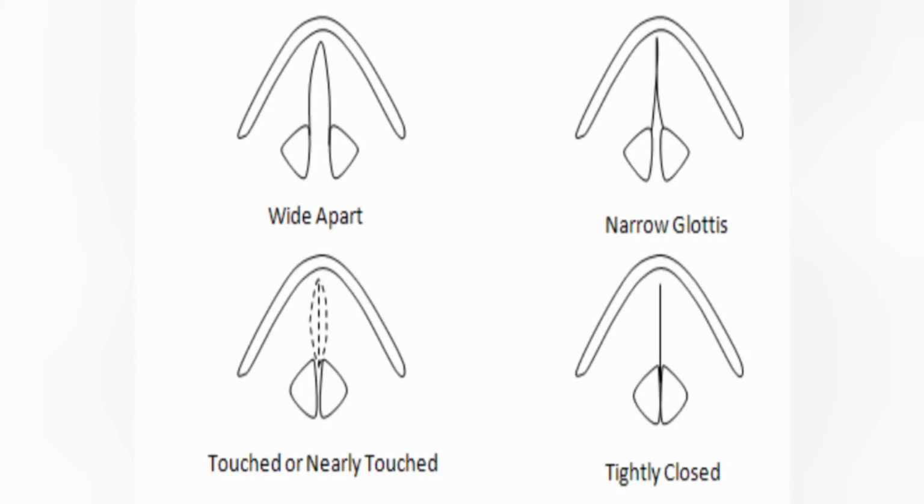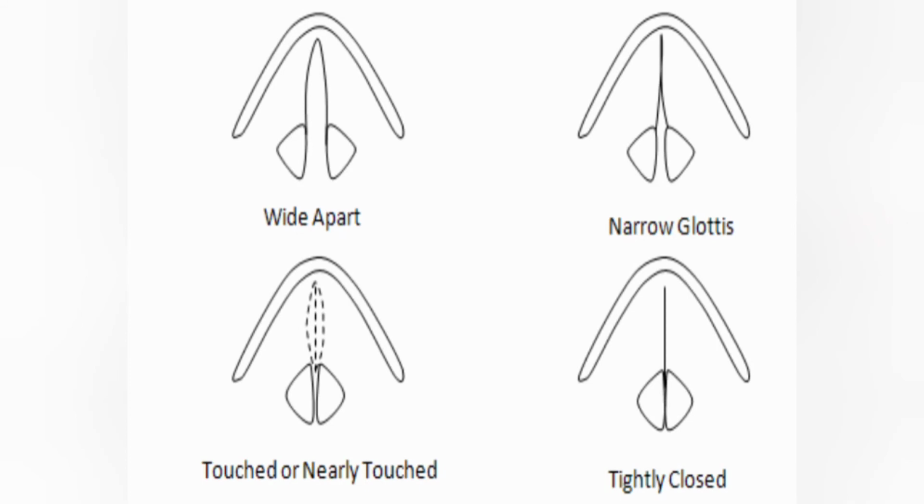Place your fingers lightly on your Adam's apple and say the word zoo. Now you can very well feel your vocal cords vibrating. So this is called voiced sounds. Now again keep your fingers on your Adam's apple and say the word hat. Now your vocal cords won't vibrate. This is called voiceless sounds. Now have a look at the picture. It represents the position of the vocal cords during the production of voiceless and voiced sounds.